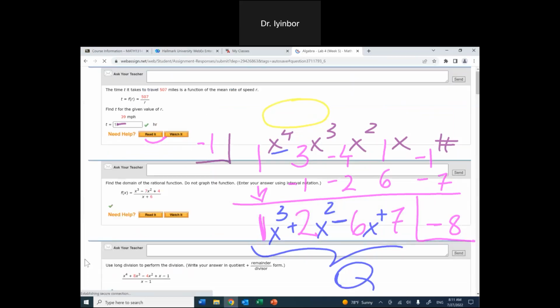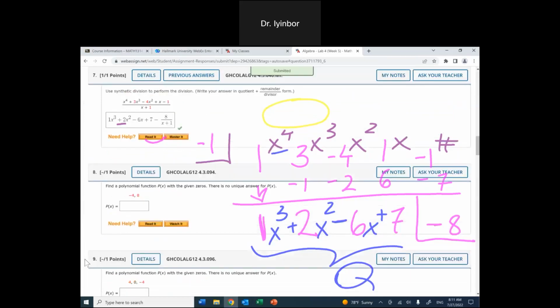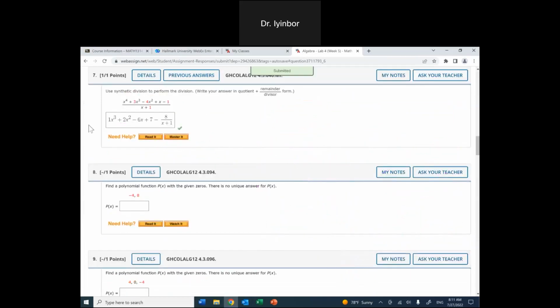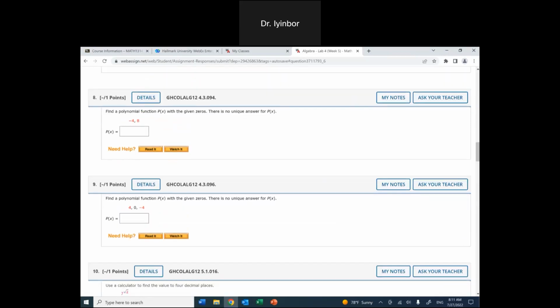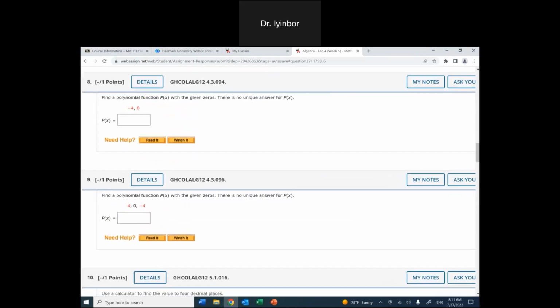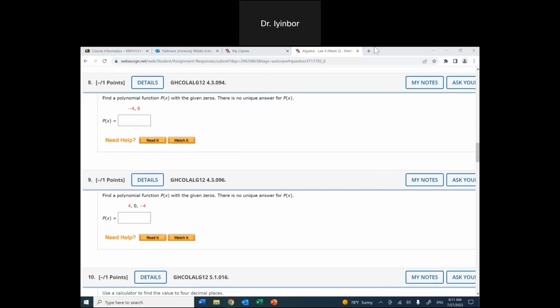And that was my answer for number 7. The next ones are number 8 and number 9. They are the same questions. So what you're doing here for number 8, they give you the zeros. They give you the given zeros, which are -4 and 8.